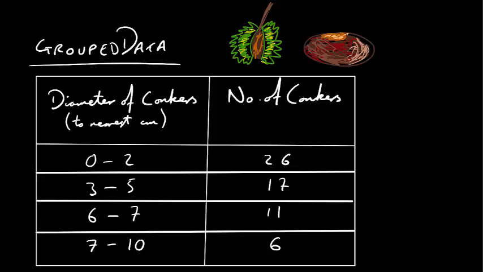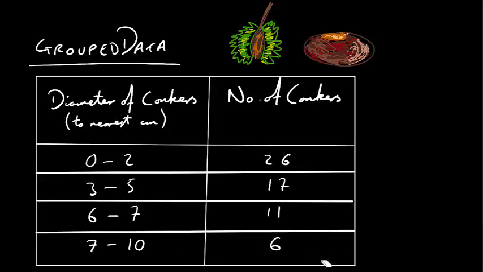And so I've got here, the diameter of conkers, so from 0 to 2, that corresponds to 26 conkers. So all the diameters that lie between 3 and 5 centimetres, I managed to find 17 conkers that had a diameter between 3 and 5, had 11 conkers that had a diameter between 6 and 7, and had 6 conkers that had a diameter of between 7 and 10 centimetres, and I'm sure you'll agree that's one pretty big conker.